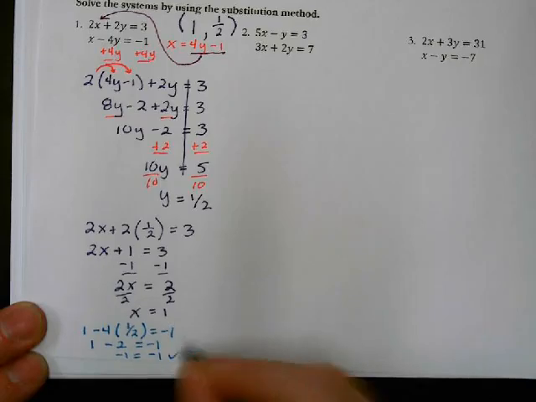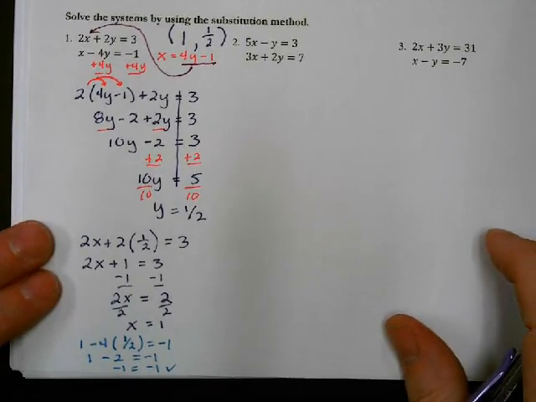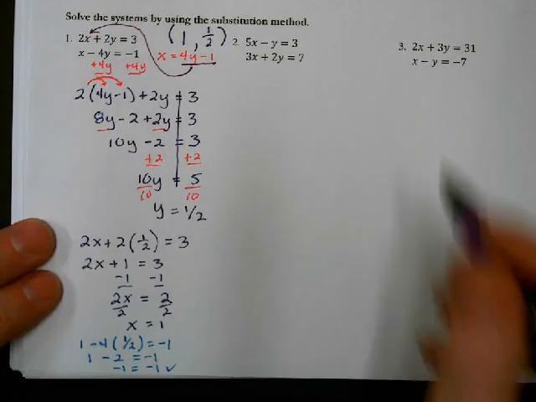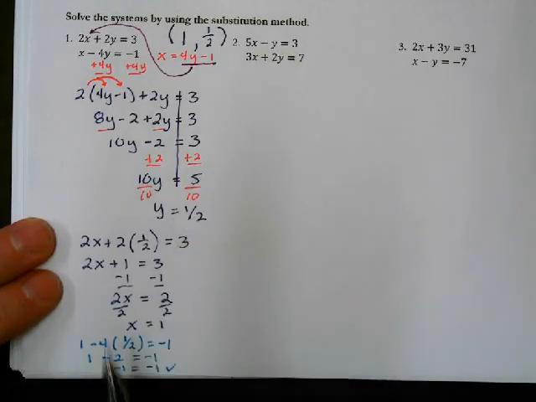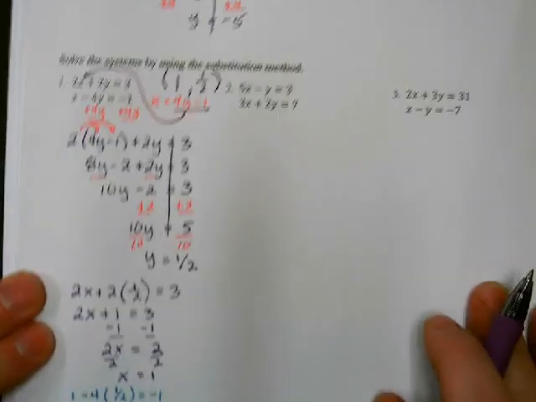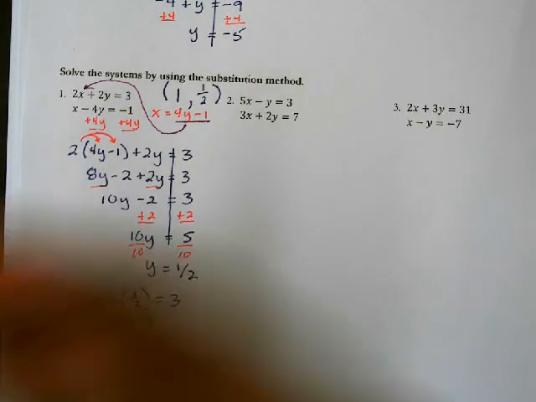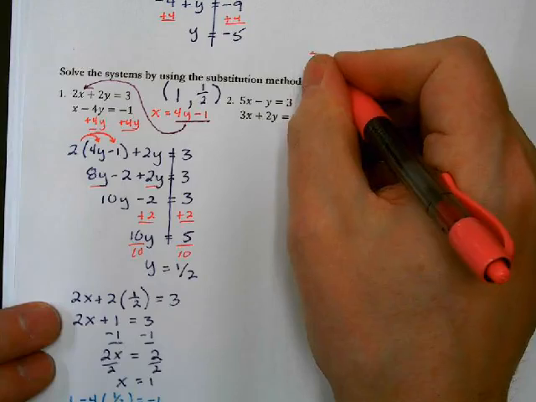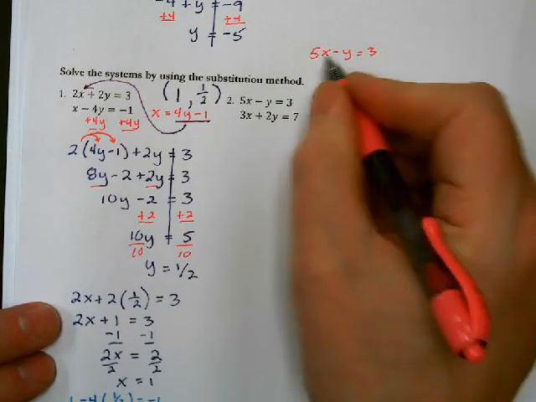Nice job. Next one. I would probably isolate the top equation first because I've got the y here, but it's going to need 2 steps on this one. Let's kind of do the work up here. So I've got 5x minus y equals 3. Let's subtract 5x from both sides.